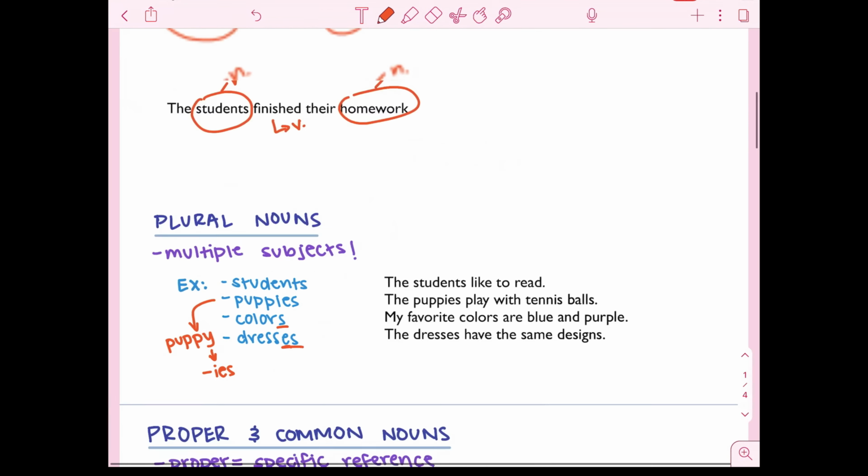So the students like to read. In this case, students is our noun, and we're indicating that all the students, let's say in one classroom, or the students in general, like to read.